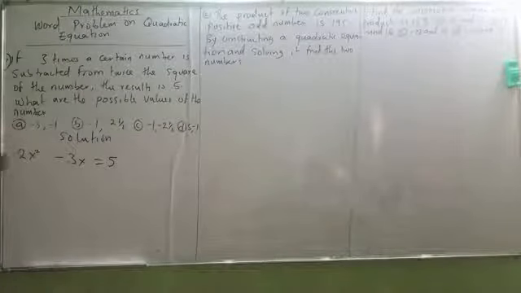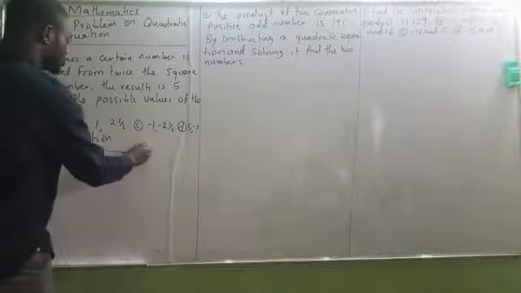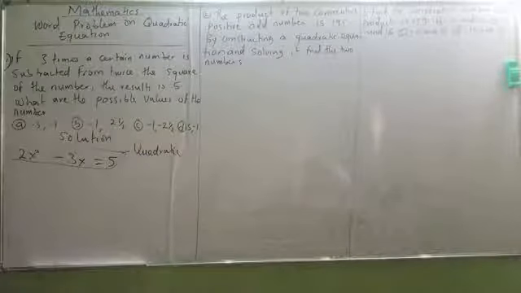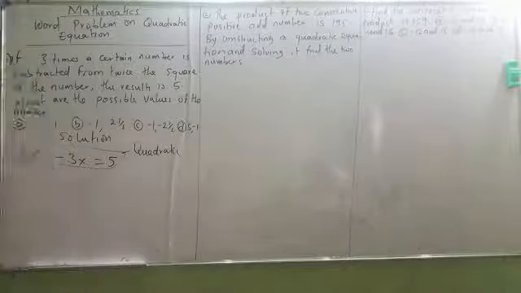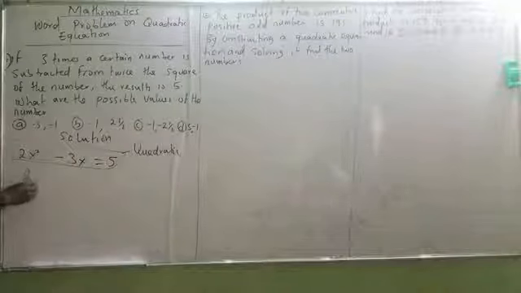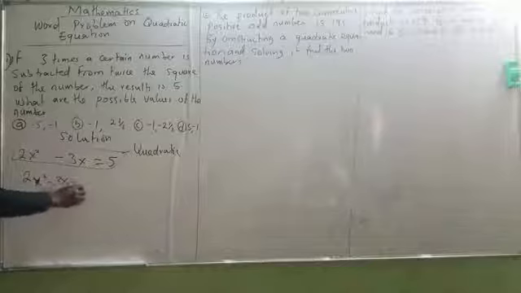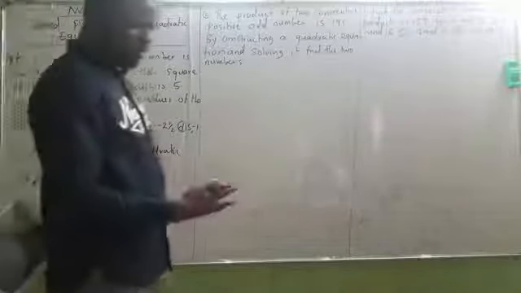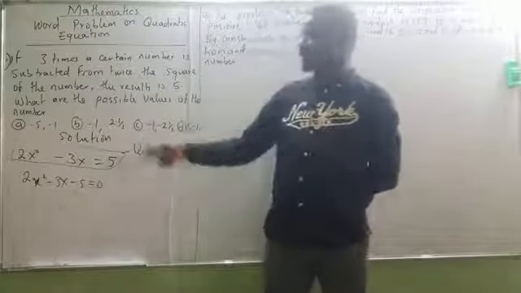As you are looking at this, this is called a quadratic equation. Now, how do I solve this type of problem? The first thing I need to do is present it in the normal way of presenting a quadratic equation: 2x squared minus 3x minus 5 equals 0. There are 4 ways of solving a quadratic equation, which I mentioned earlier in our previous video.